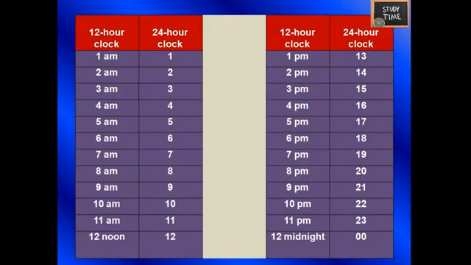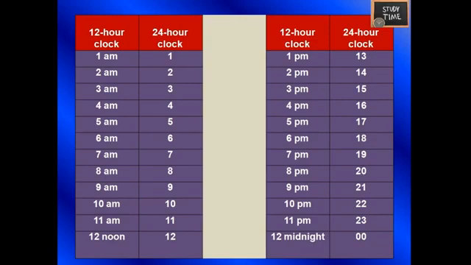See, this is how there is a difference in 12-hour clock and 24-hour clock. From 1 to 12, it is the same for both 12-hour clock and 24-hour clock. In the second tabular column, 1 p.m. in 24-hour clock is 13. 2 p.m. would be 14. 3 p.m. would be 15.